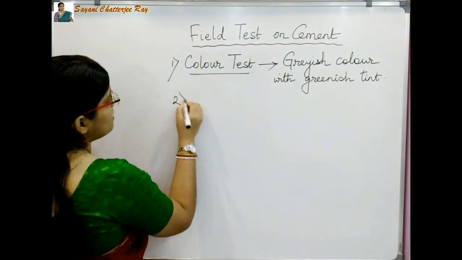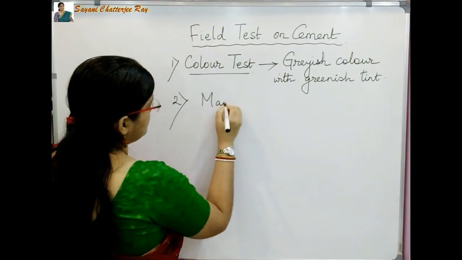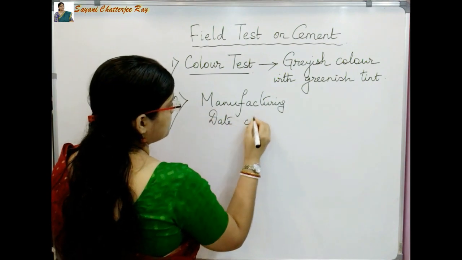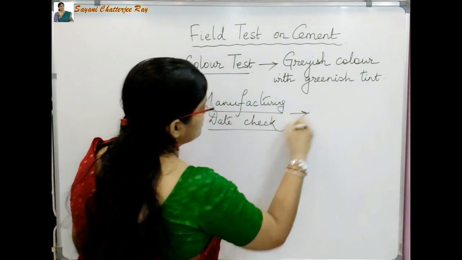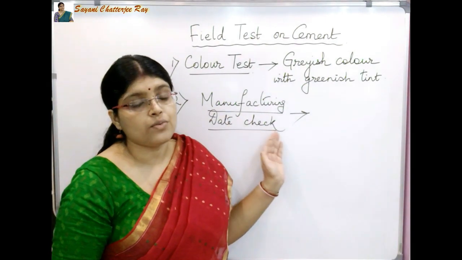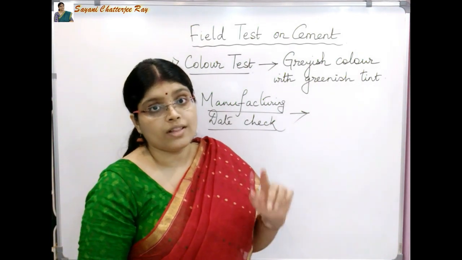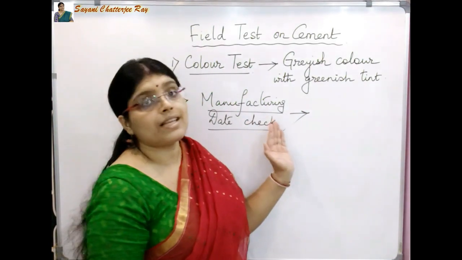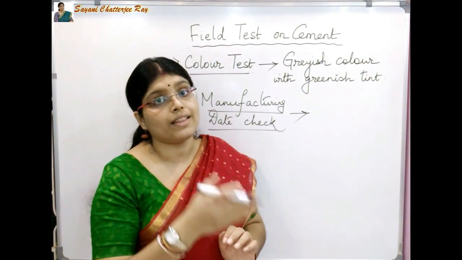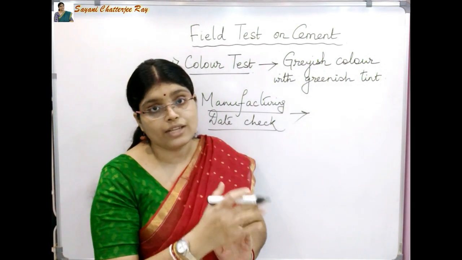is the check on the manufacturing date of the cement. This is very important, my dear students. Please note, because whenever you are receiving a bag of cement at site, the first thing you have to check on the cement bag is the manufacturing date of the cement. The strength of the cement actually reduces with the age of the cement. So you should note the manufacturing date of the cement.